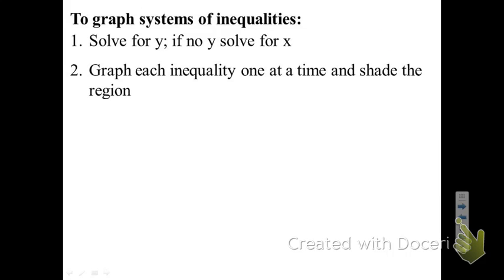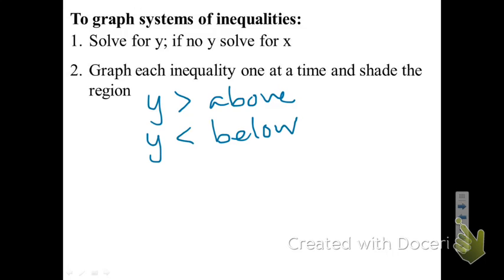After you've done that, you're going to graph each inequality one at a time and shade the region. Remember that if y is greater than, we shade above. If y is less than, we shade below. This will be a dashed line, and the only time we can get the solid line is if there is that equal attached to the inequality.